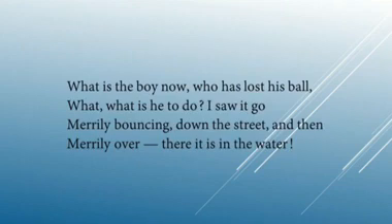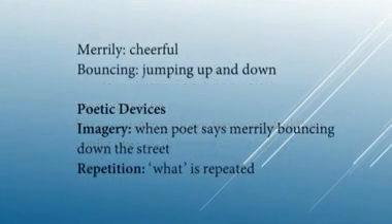So what happens there? I saw it go merrily bouncing down the street and then merrily over. There it is in the water. So the poet saw the ball merrily bouncing. Merrily means cheerful, happily. Bouncing means jumping up and down. So the poet wants to say that the boy may have been playing with the ball and it fell off from his hands and bounced on through the street and fell into the water.